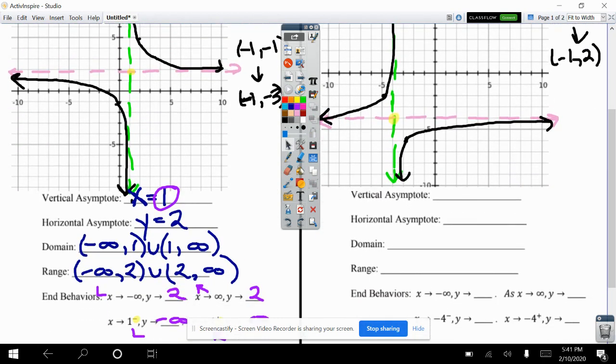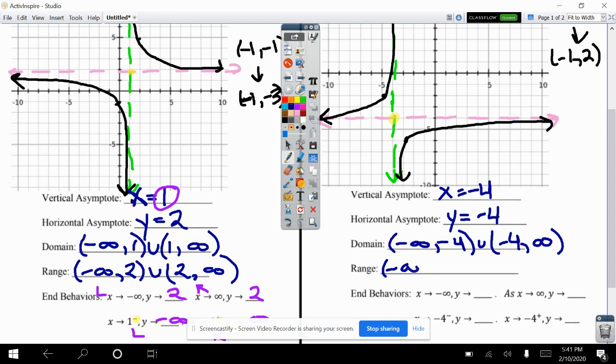All right, so my vertical asymptote, that's x equals -4. My horizontal asymptote is y equals -4. My domain should look similar to my last one. So it's going all the way to the left, and then it's stopping at -4 where my asymptote is. Starts again at -4 and goes all the way to infinity. My range goes down forever, and then it stops at the pink asymptote, which is -4 also. And then it starts again at -4 and goes to infinity.